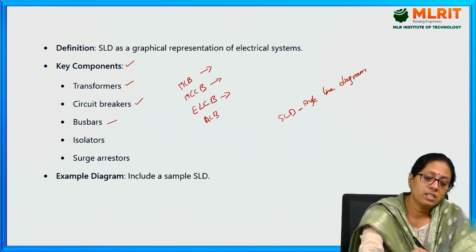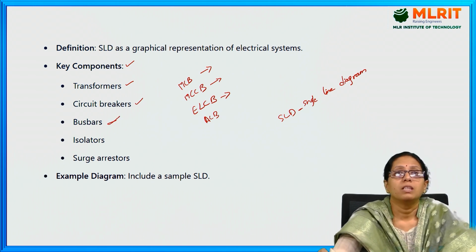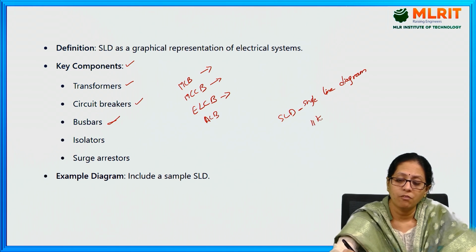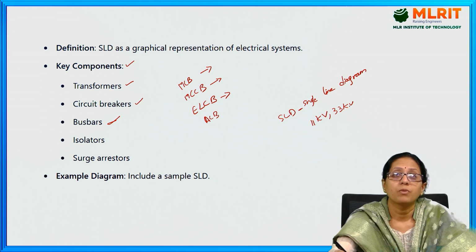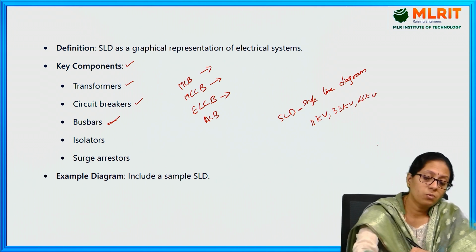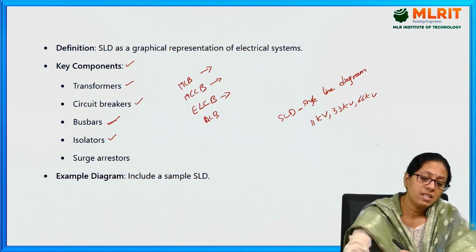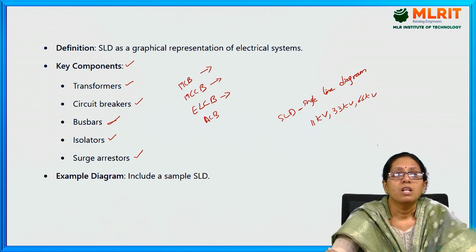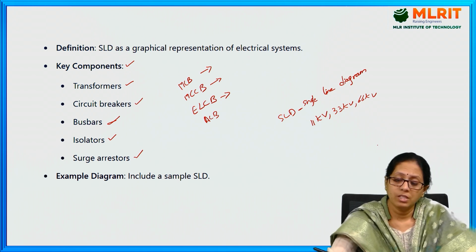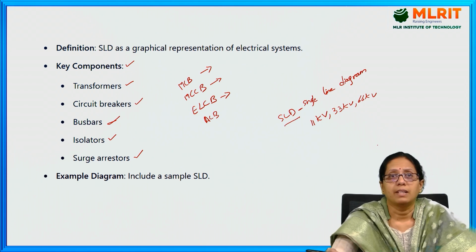And next one is bus bars. The bus bars can be of different voltages, like 11 kilovolts or 33 kilovolts or 66 kilovolts. Next one is isolator, which is one of the protection devices. Next one is surge arrestor. So these are the basic components which are being used in the single line diagram.